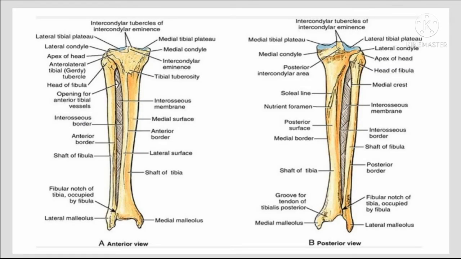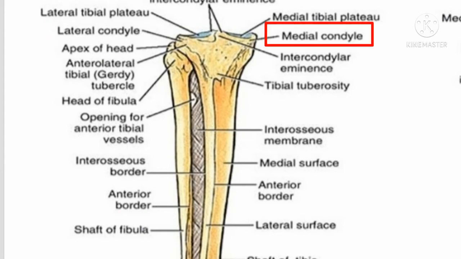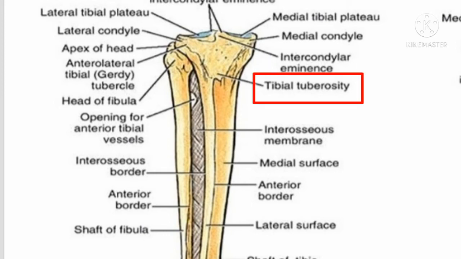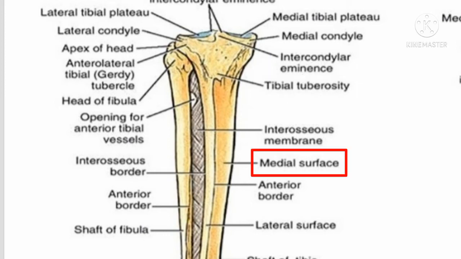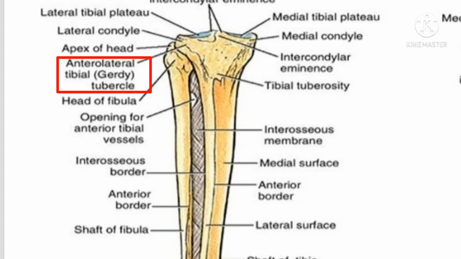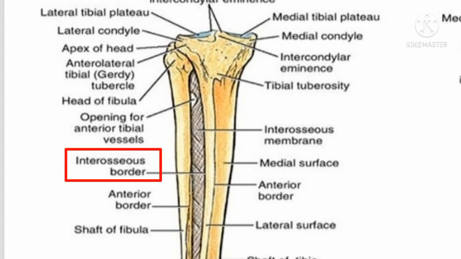This is the anterior and posterior view of the tibia bone. This is the lateral condyle. This is the medial condyle. This is the intercondylar eminence. This is the tibial tuberosity. This is the medial surface. This is the anterior border. This is the lateral surface. This is the tibial tuberosity and this is the interosseous border.